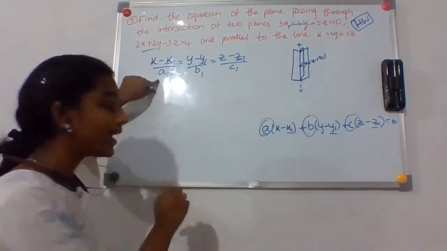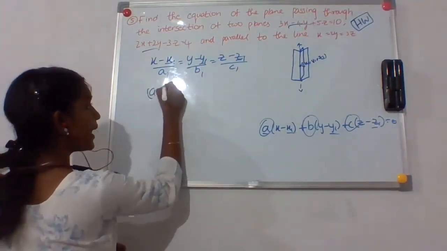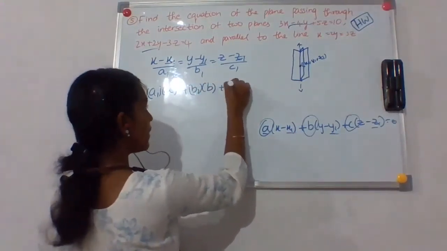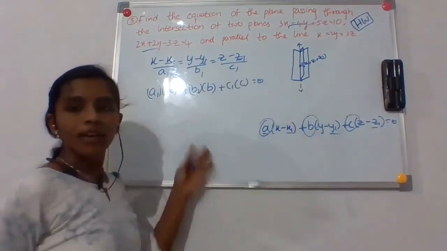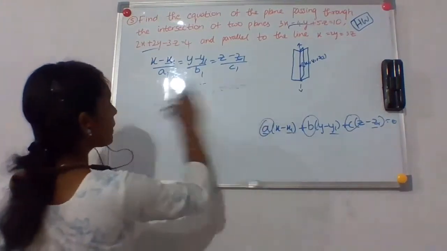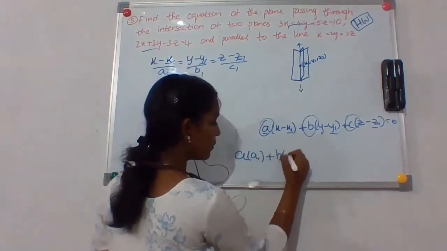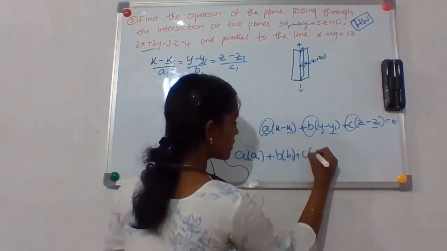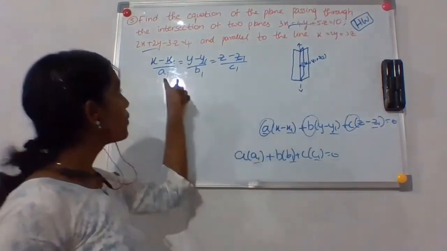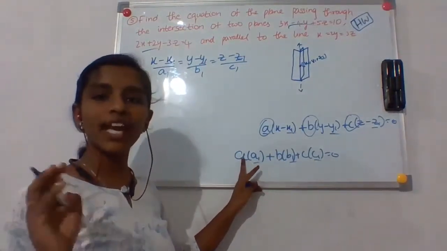These are the DRs of the line, right? So you will write it as a1 A + b1 B + c1 C = 0. Here you already know a1, b1, c1 from the symmetrical form of the line. Then you will get an equation in A, B, C, right?